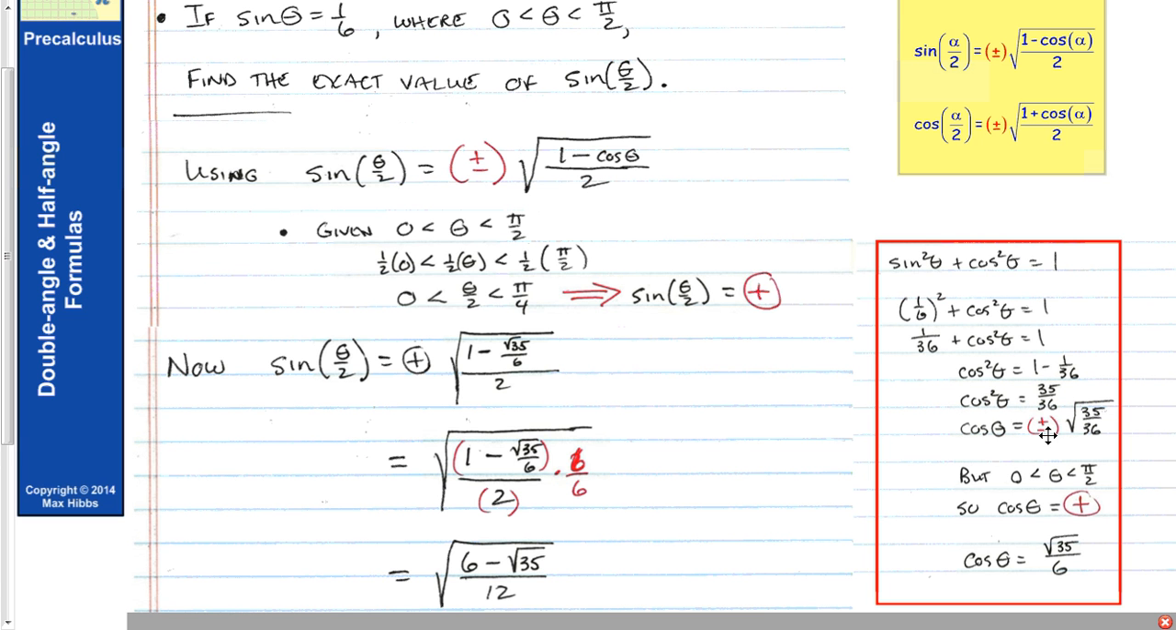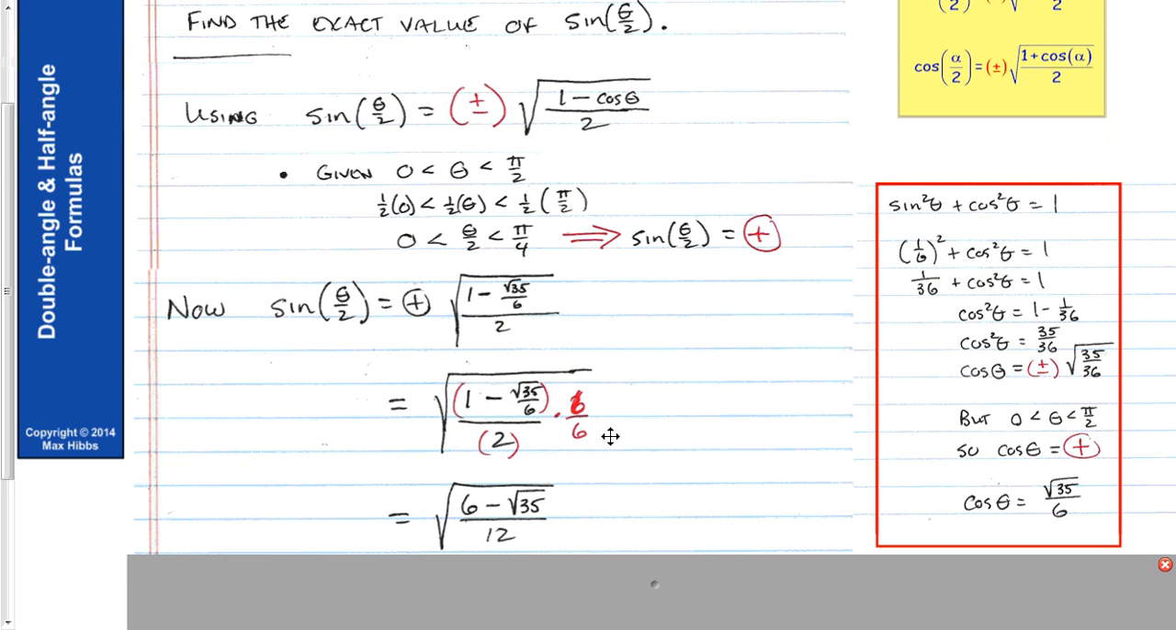Cosine of theta itself is plus or minus the square root of 35 over 36. But theta is between 0 and pi over 2, and in the first quadrant, cosine will be positive. So we know the cosine of theta is positive, and the square root of 35 over 36 is the square root of 35 divided by 6, since the square root of 36 is 6. So cosine of theta is a positive square root of 35 divided by 6. So we take our formula, and in the place of cosine of theta, we put the square root of 35 over 6 right here.